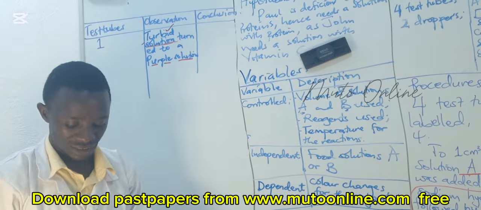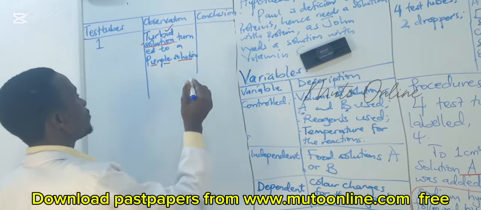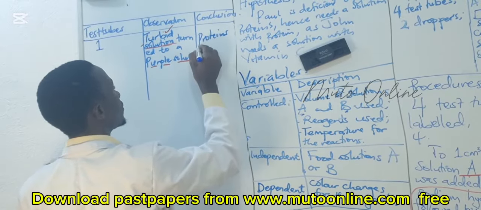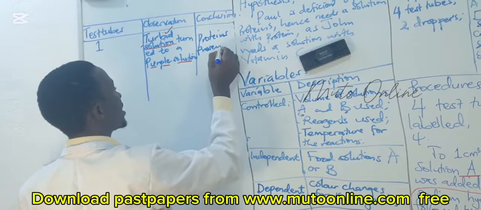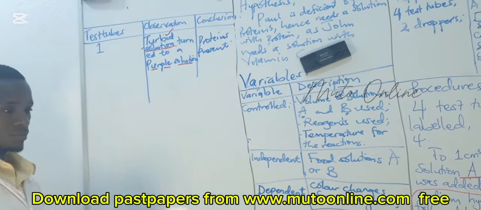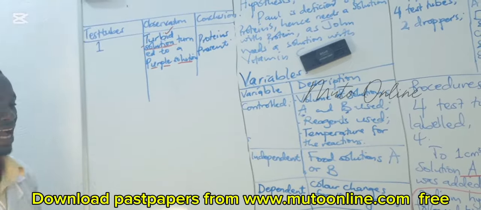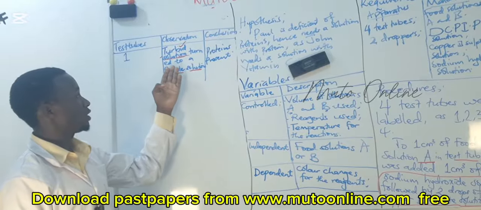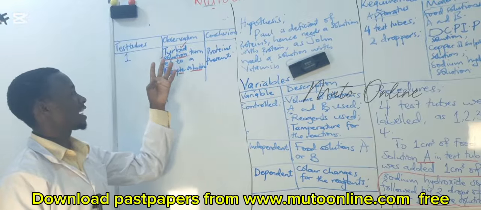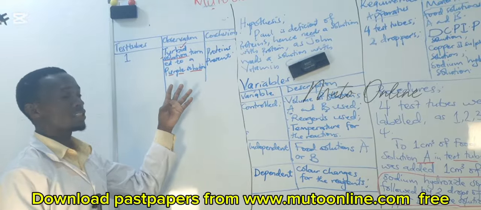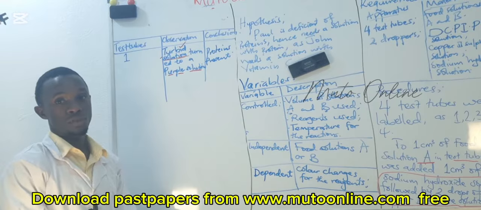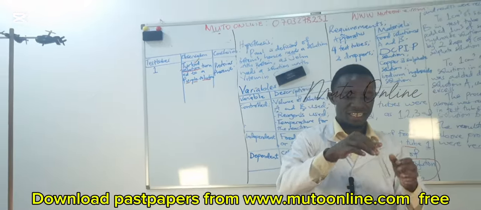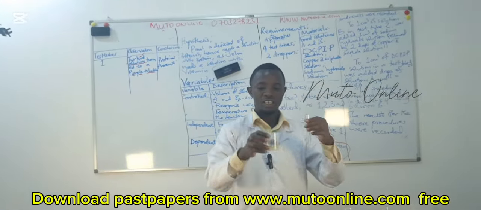When that happens, our conclusion will always be proteins present. But in cases where proteins are absent, we always get the turbid solution, and the nature and the color of the solution will always turn to a blue solution. Let's try with B. Same procedures. So this is our solution B.